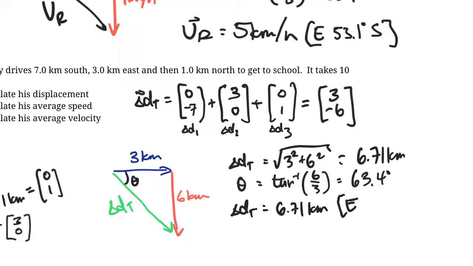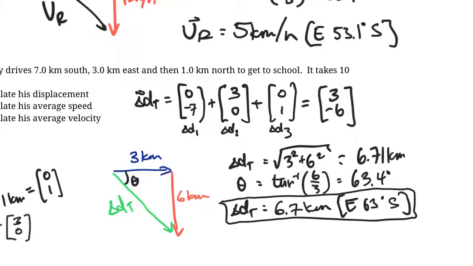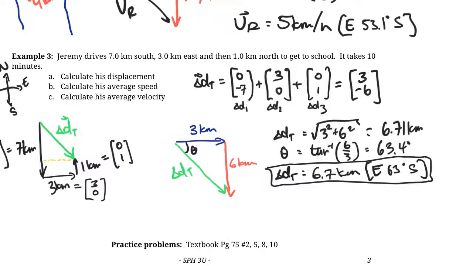And the direction is east, right? East is to the right, and then 63.4 degrees south. If we look at our original question, it only has 2 significant digits. So I'm going to write the answer in 2 significant digits, so it's just 6.7 kilometers. We should do that for our angle as well. Angles and significant digits are a little bit interesting. For now, let's not worry about it. I'm just going to round it to the nearest whole number: 63 degrees west. No, sorry, south. There we go. So that's the answer to part A. We found our total displacement. Okay? Can we find the average speed and the average velocity?